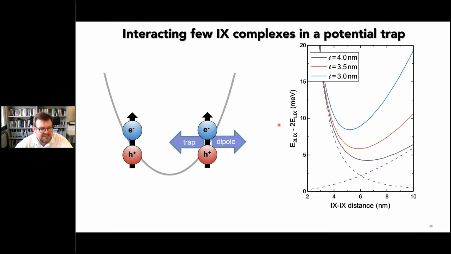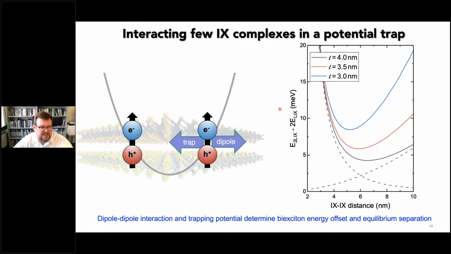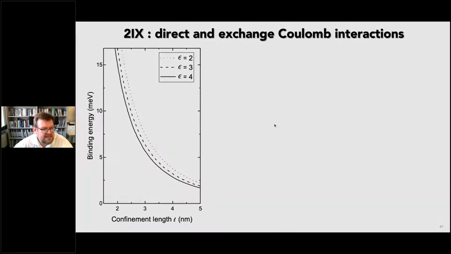So we can use this to estimate, because we know the dipole moment, how far apart the excitons really must be in order to produce the splittings that we see. That's the last thing I'm going to show you. So there are the calculations.